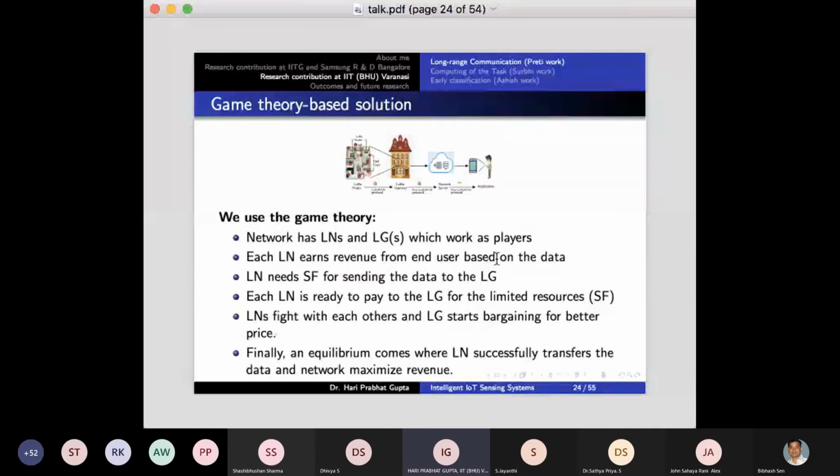The main idea, just to summarize: we use game theory in all these 4 problems. That means, as an algorithm, we use game theory, and in the game theory the LoRa gateway is the leader and the LoRa nodes are the followers.